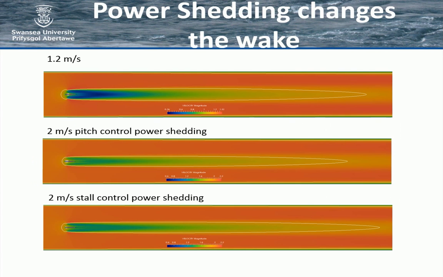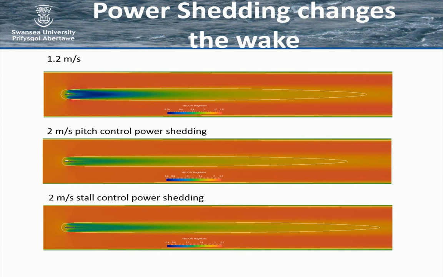What that does though, and perhaps this is the point of my talk today, is that control changes the wake. So the wake at the top is at 1.2 metres per second, and we've shown previously that the more kinetic energy you have in your flow, the longer your wakes are. But if you start controlling either by pitch control in the centre or stall control at the bottom, you get a very different shape. The isocontour is the 95% isocontour of velocity deficit. So you get different shape wakes in the two conditions.